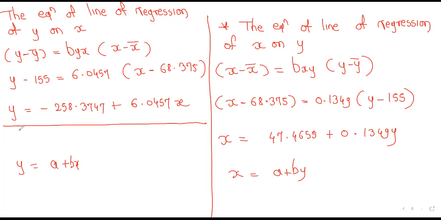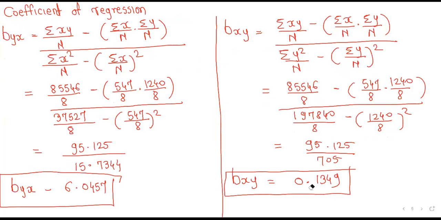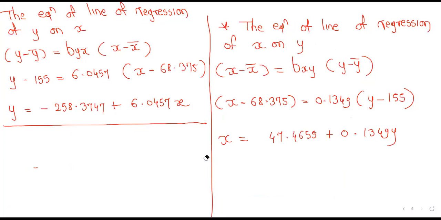y is equal to constant plus constant into x, x is equal to constant plus constant into y. Now we calculate what is the coefficient of correlation by using these values byx and bxy.